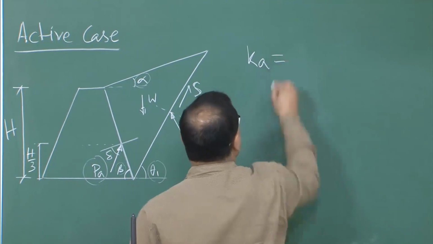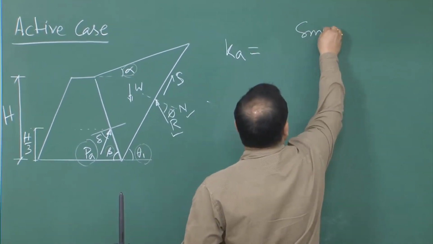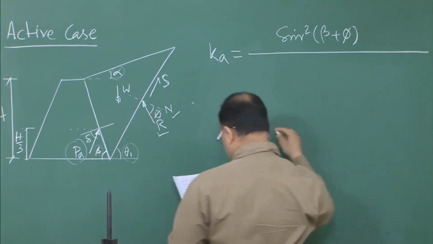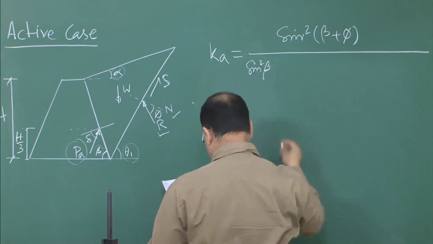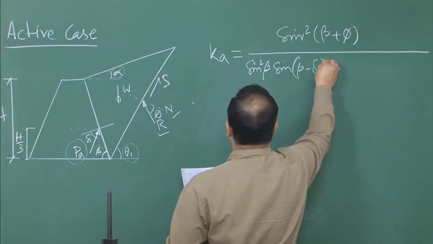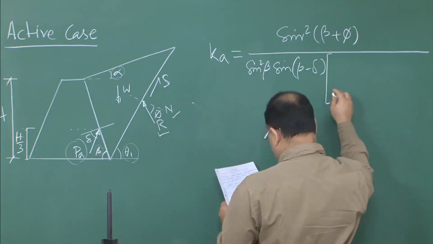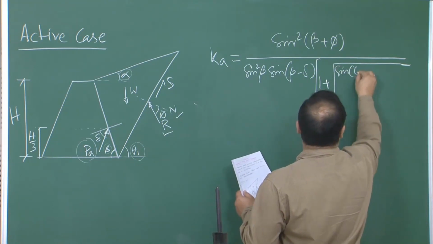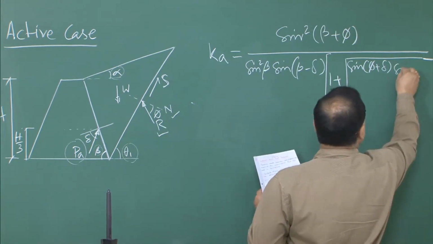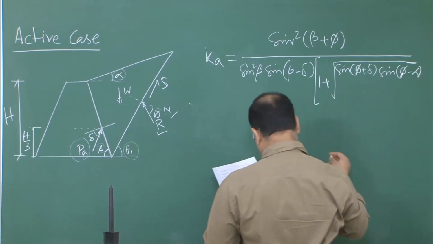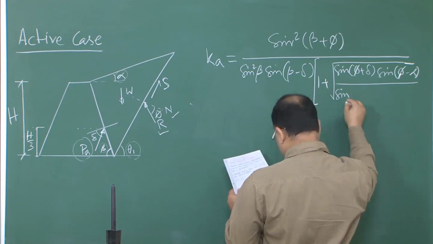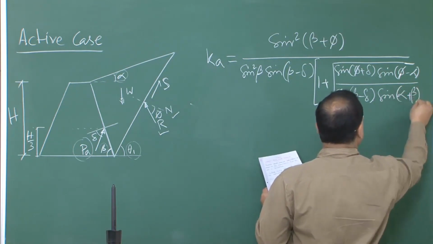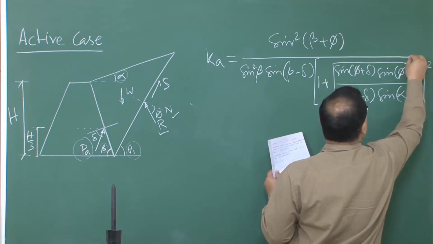So, Ka is your Coulomb's active earth pressure coefficient and is given by sin square beta plus phi, divided by sin square beta into sin beta minus delta, into 1 plus root over sin phi plus delta, sin phi minus alpha, by sin beta minus delta, sin alpha plus beta, whole square.